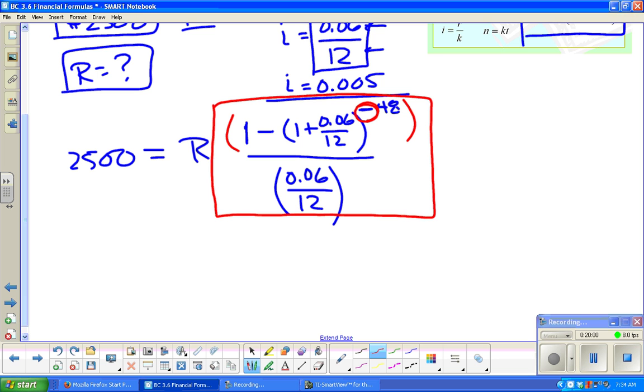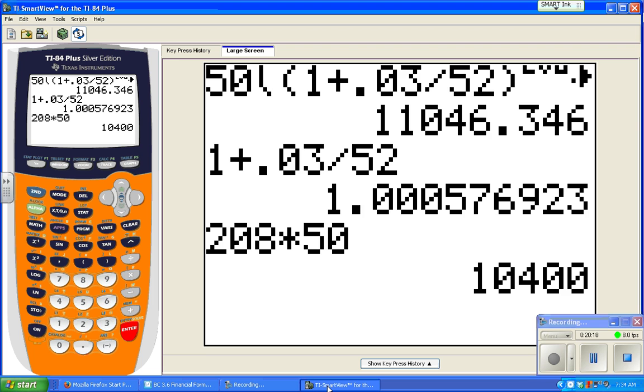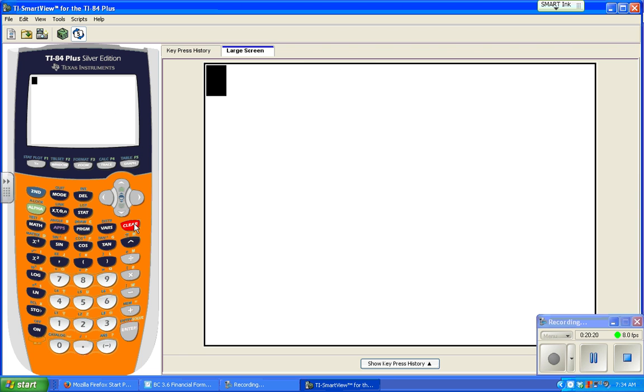Okay, so now one other thing here is I'm actually going to type in this whole thing on the right side. So this is all going to be a number, and then I'll have 2,500 equals R times whatever that number is. Okay, so I'm going to leave this screen. We're going to go to the calculator and type this in. Okay, we're going to type the right side in. Okay, here we go. Let me clear. Don't want to be distracted by all that stuff. All right, so here we go, right side.